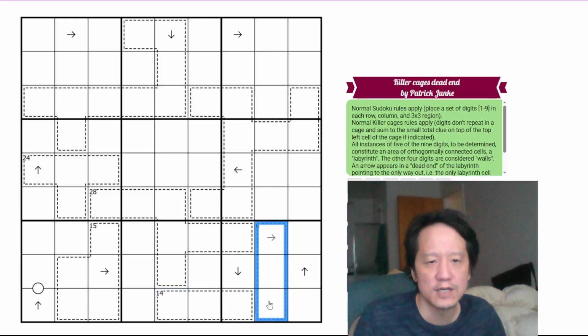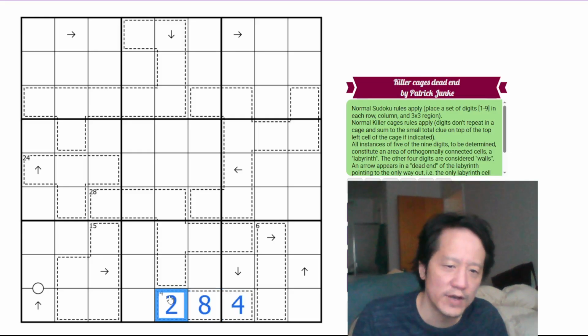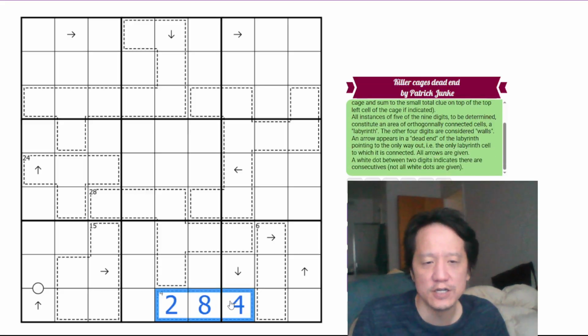These 3 digits add up to 6. So as an example, you could have something like 2, 8, and 4. And that would be valid because we don't have repeats and the digits in the cage add up to the number indicated in the top left corner of the cage.